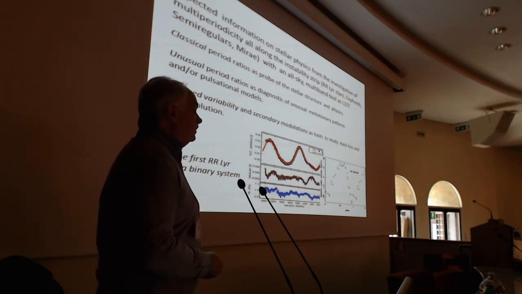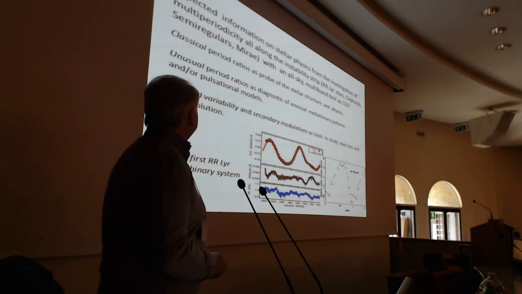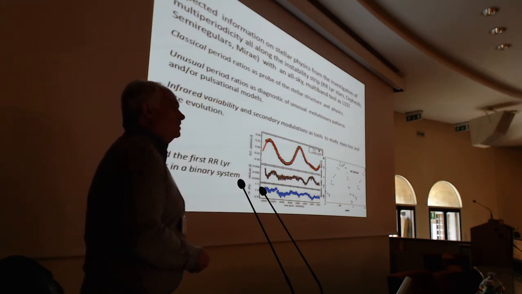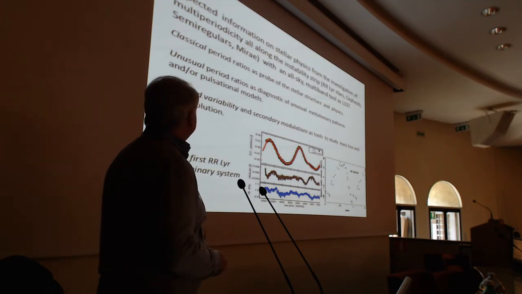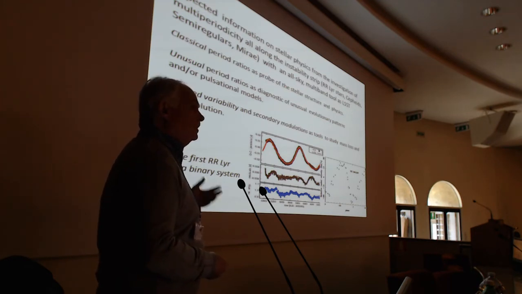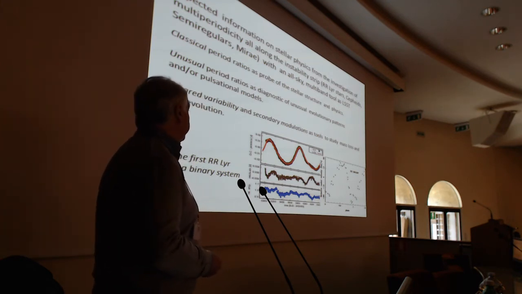So what we expect to learn from our investigation is to obtain information about the stellar structure, because the period ratio depends on that, to investigate an unusual period ratio, and again to search for infrared variability and secondary modulation as tools, because we now know that the infrared variability amplitude is not the same as in visual.